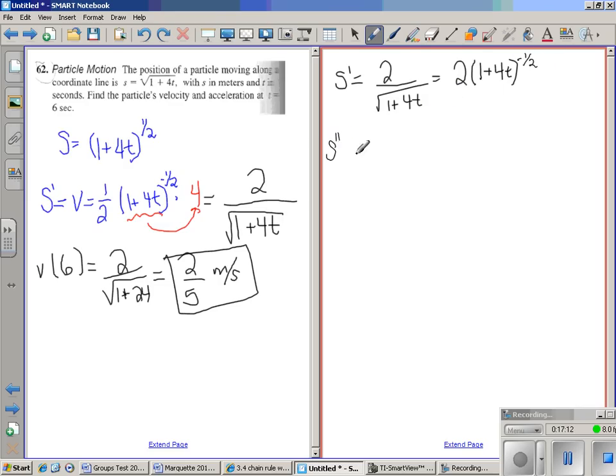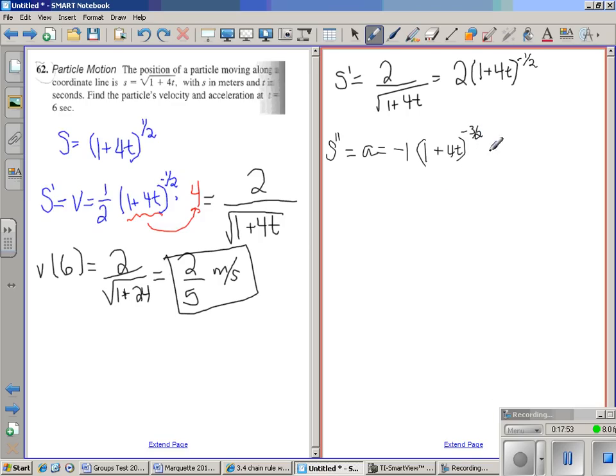So if I consider s double prime, that's my acceleration. So my acceleration equation is found by, again, applying the chain rule. So the outer function is taking the function to the negative 1/2 power. So when I multiply the power times the coefficient, I get negative 1. All right, now I leave the inside the same, one derivative at a time, and I bump this power down by 1. So what's negative 1/2 minus 1? Negative 3/2. Good, everyone who said that.